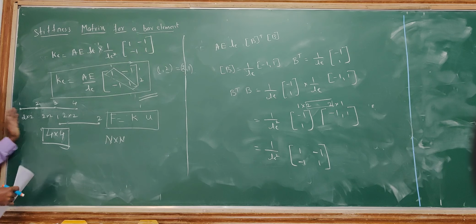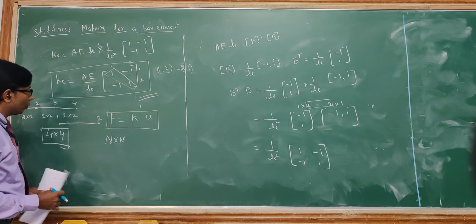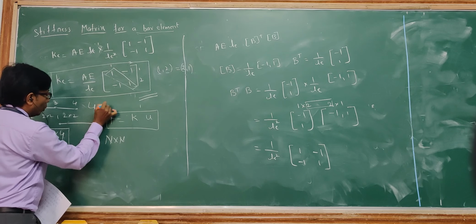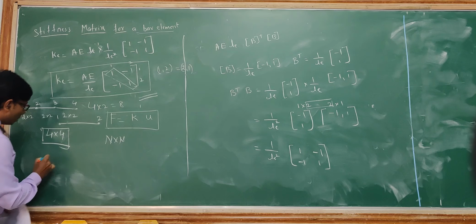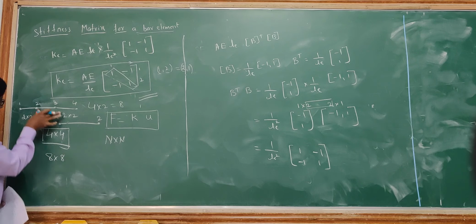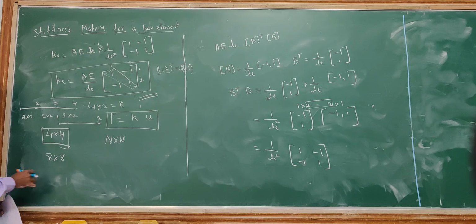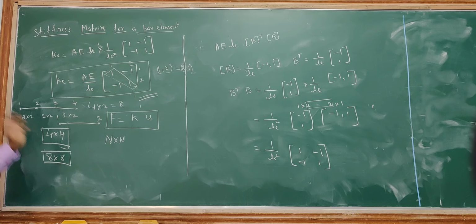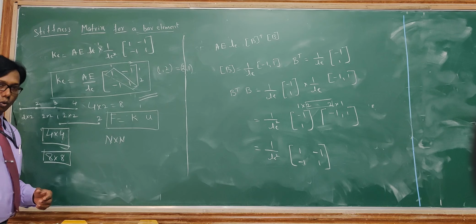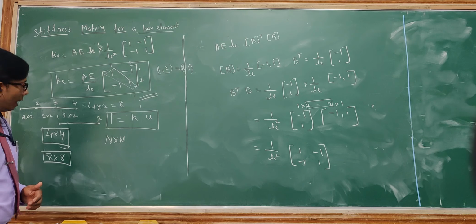But the number of nodes is 4, so we have to do 4 into 2. Then it becomes 8. So the size of the stiffness matrix for this particular problem, if I consider it as a beam, becomes 8. For a bar, it becomes 4. What is the difference? For a bar, each node has a single degree of freedom. For a beam, each node has 2 degrees of freedom. Okay, I hope you understood this.